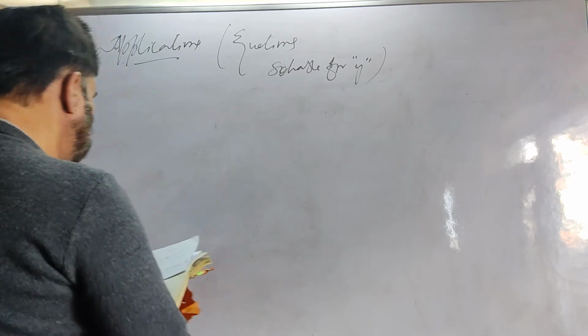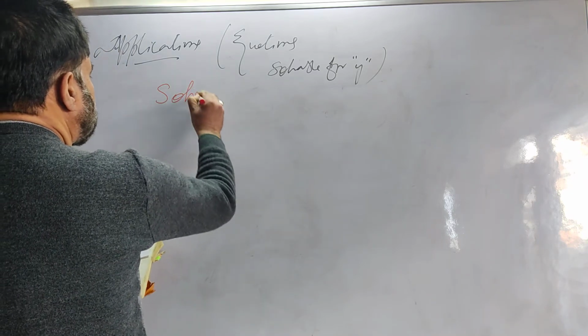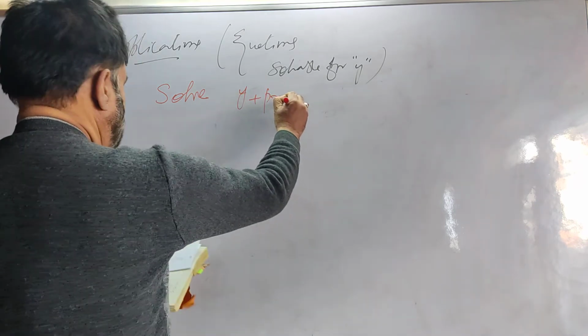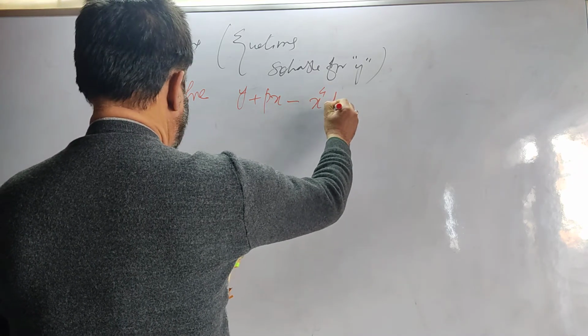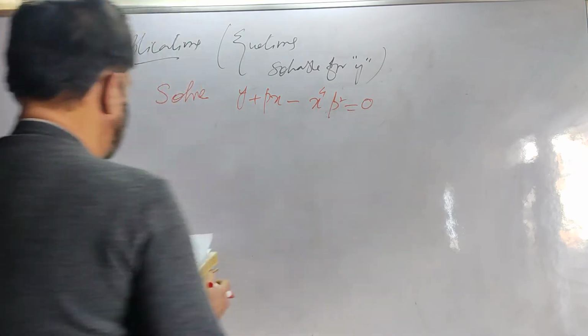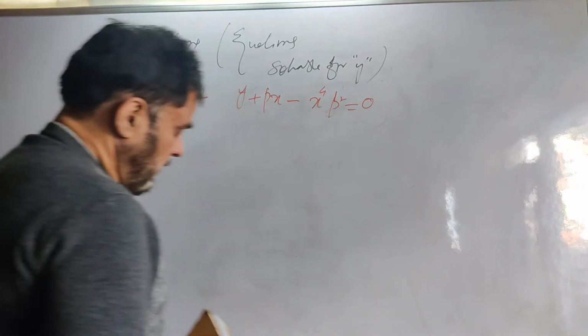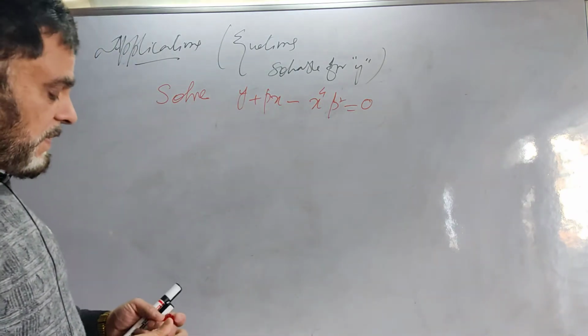Solve the differential equation. It is y plus px minus x^4 p^2 equal to 0. y plus px minus x^4 p^2 is equal to 0. This is the differential equation. We want to solve this differential equation.